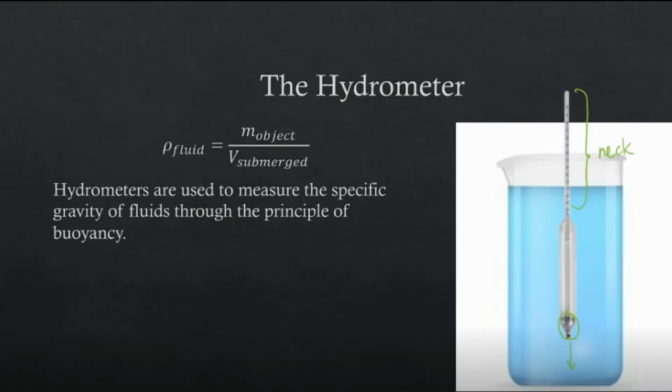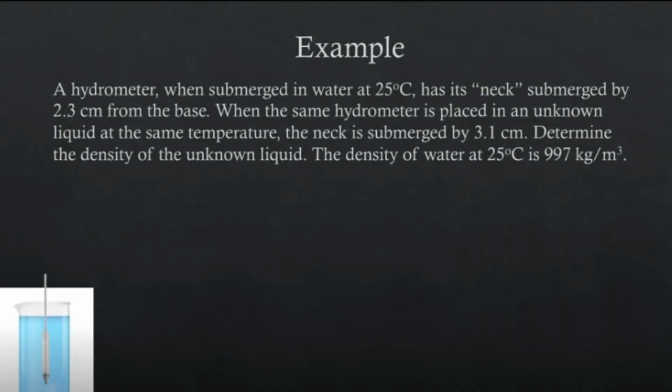To illustrate this, let's solve an example. For this example, we will examine the interaction of a hydrometer with different liquids. A hydrometer, when submerged in water at 25 degrees Celsius, has its neck submerged by 2.3 centimeters from the base. When the same hydrometer is placed in an unknown liquid at the same temperature, the neck is submerged by 3.1 centimeters. Determine the density of the unknown liquid. The density of water at 25 degrees Celsius is 997 kilograms per cubic meter.